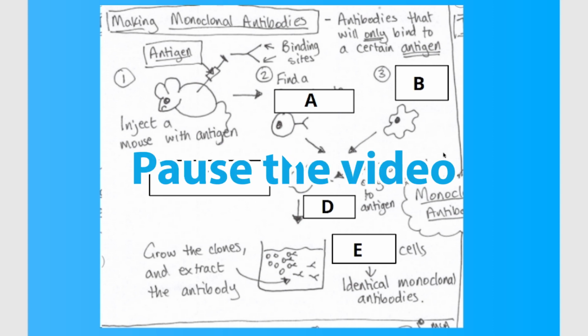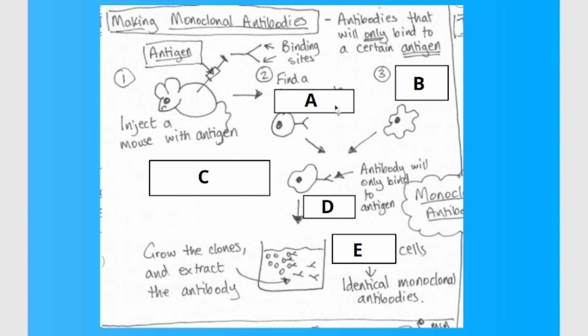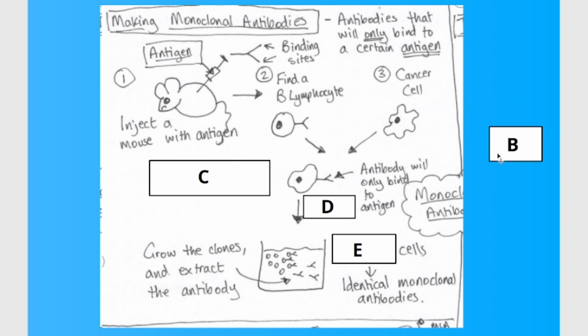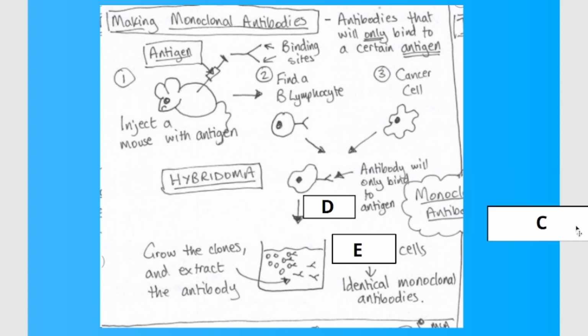Alright, answers coming up. Underneath box A was B lymphocyte. When we're making monoclonal antibodies, we inject a mouse with the antigen and we're looking for the B lymphocytes. They're the type of white blood cell that make antibodies. We need to combine that with cell type B, which was a cancer cell, and then we combine them together genetically to make a mixture of cells called a hybridoma.